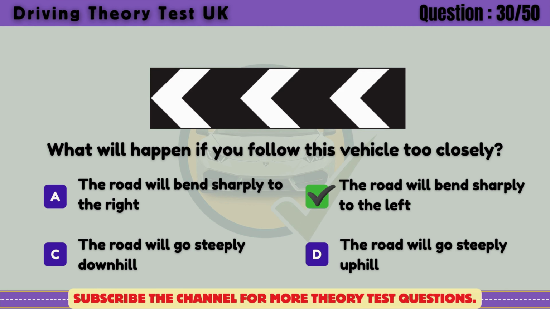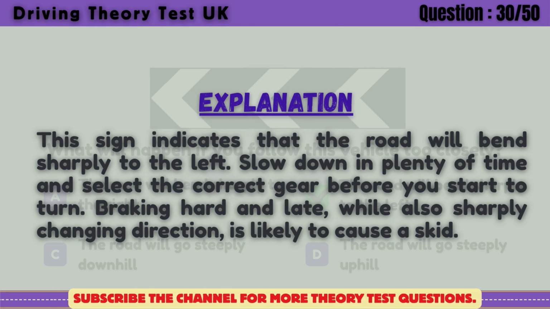Answer is B. The road will bend sharply to the left. This sign indicates that the road will bend sharply to the left. Slow down in plenty of time and select the correct gear before you start to turn. Braking hard and late, while also sharply changing direction, is likely to cause a skid.